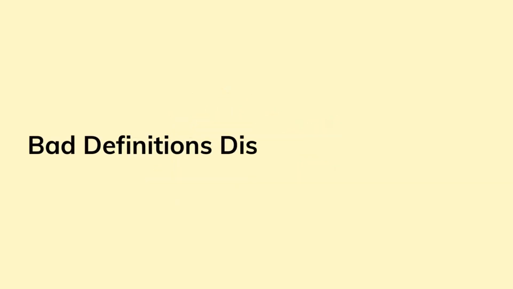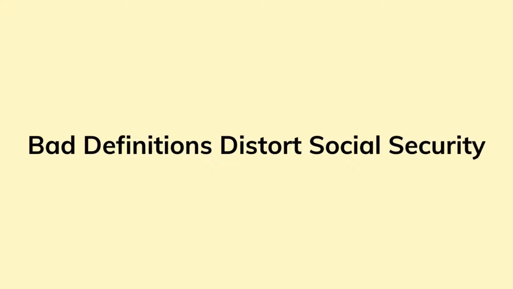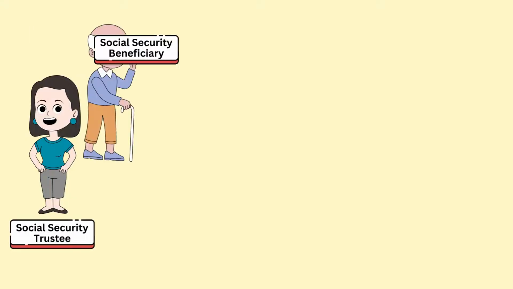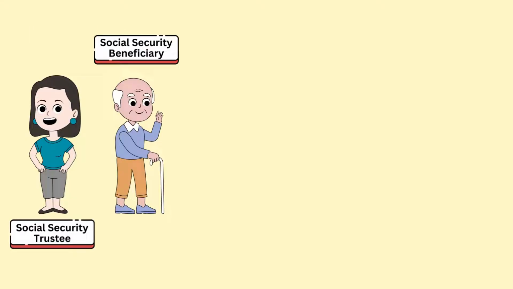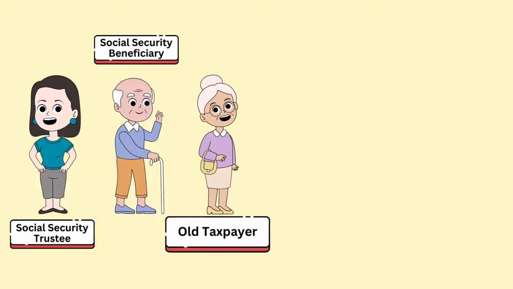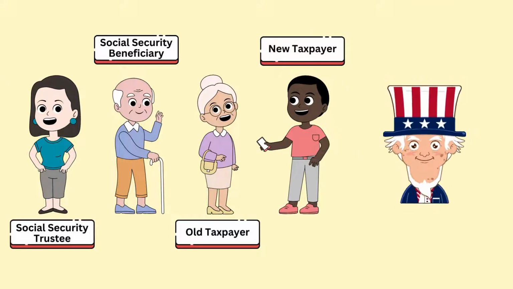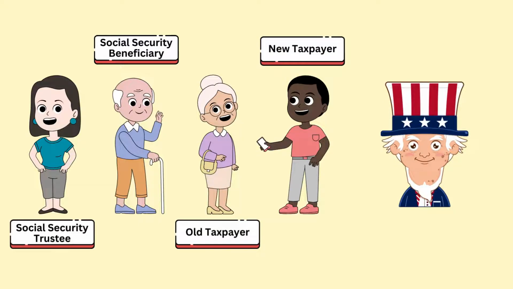Today, we're going to discuss the Social Security Trust Fund. To help us explain this, we need 4 characters: the Social Security trustee, a Social Security beneficiary, someone currently collecting Social Security, an old taxpayer, and a new taxpayer. Plus, we have Uncle Sam representing the federal government.